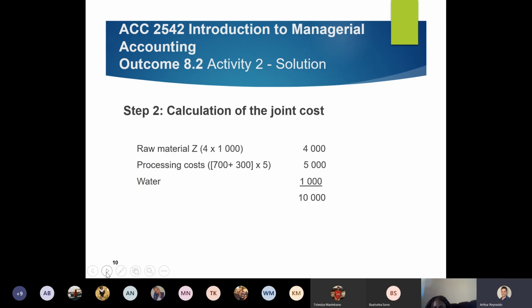Okay, so in terms of the joint cost, if we calculate the total cost, we get to 10,000 Rand. It's because it's 4 Rand times 1,000 kilograms plus the 1,000 times 5 plus the water. So that's 10,000 Rand that we need to be able to allocate to A and B. And how are we going to do this?